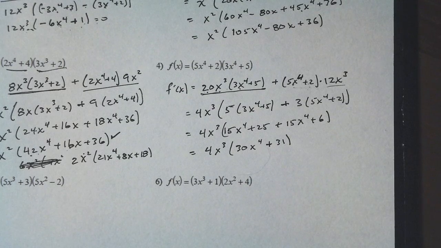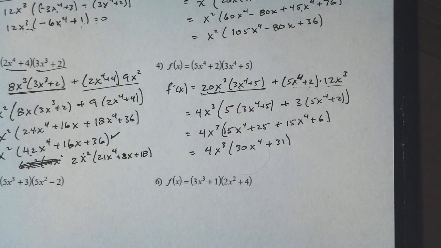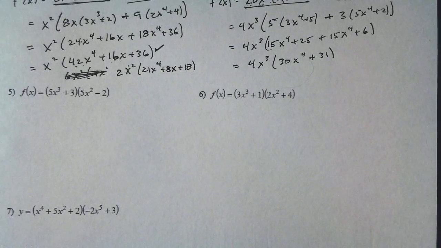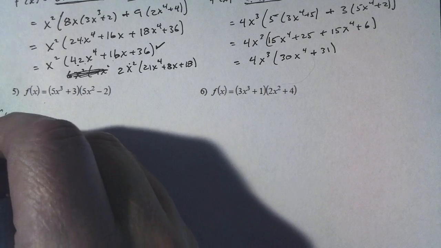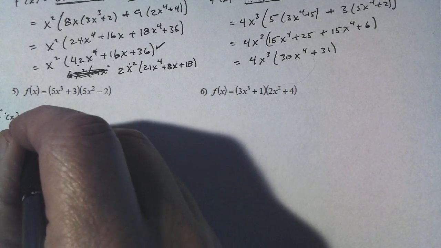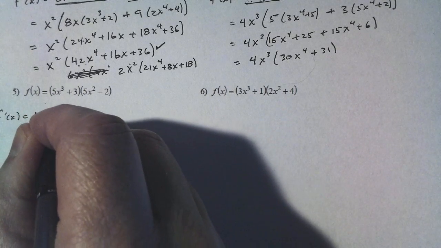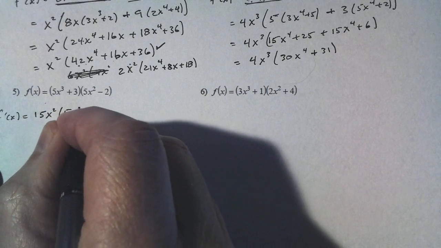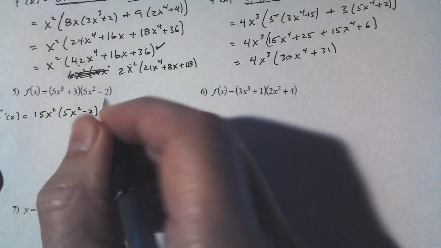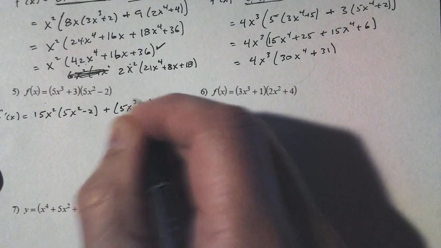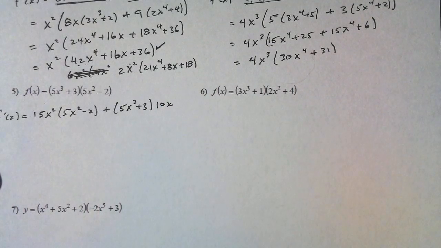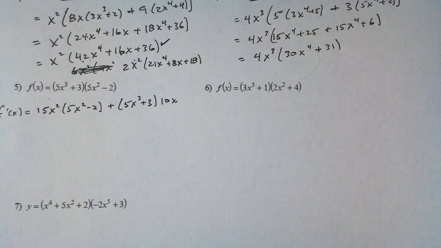Really useful to have these answers end in a factored form. You're going to see that soon as we do some applications with this. All right, and f prime: derivative of first, 15x squared, plain old second, 5x squared minus 2, plus plain old first, 5x cubed plus 3, derivative of second, 10x. And that's awesome. That's the calculus.